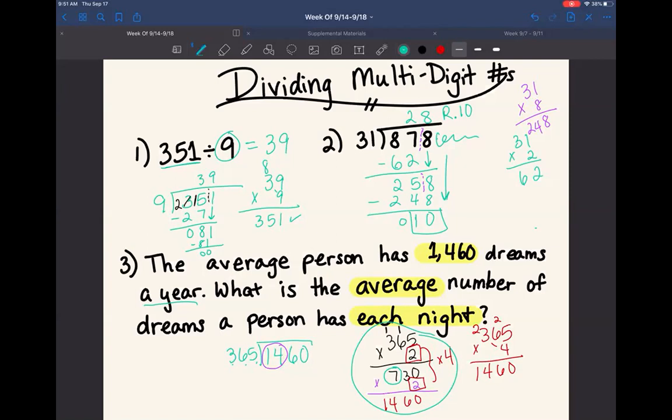So you can just do 365. I'll work it out over here. 365 times 5 after we saw that 2 didn't work. 5 times 5 is 25. I carry my 2. 5 times 6 is 30. Plus that 2 is 32. And then 5 times 3 is 15. Plus 3, it gives me 18. So I know anything past 5 is too high.